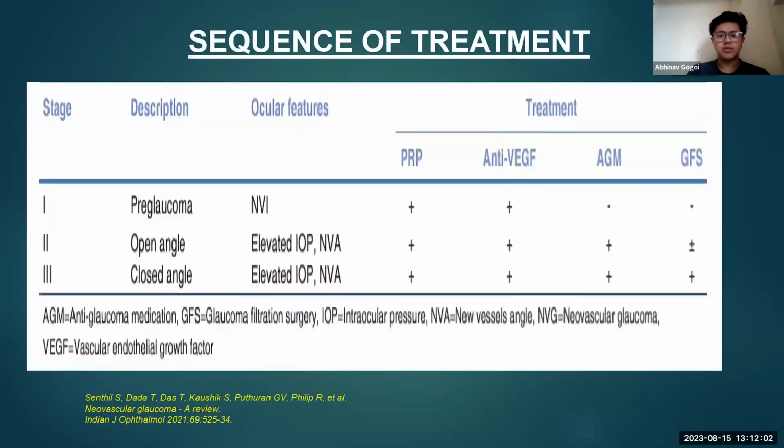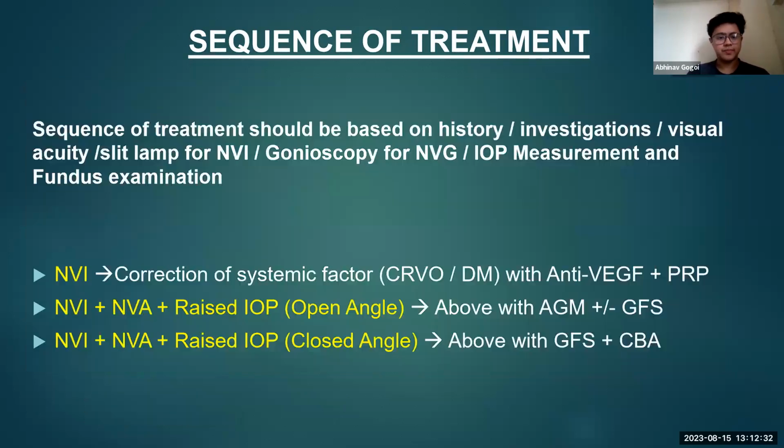Based on the sequelae of treatment, it can be divided into 3 types. Stage 1, which is pre-glaucoma, in which there's neovascularization in the eye. We can give a pan-retinal photocoagulation and an anti-VEGF injection. In neovascularization of the angle, if the IOP is also raised and the angle is open, we can give a PRP laser, anti-VEGF, and anti-glaucoma medication. If required, glaucoma filtration surgery can also be done. If the angle is closed, then we can give all the above stated modalities.